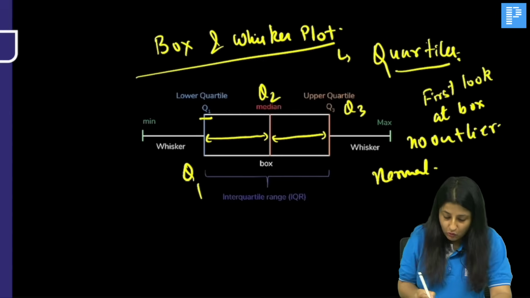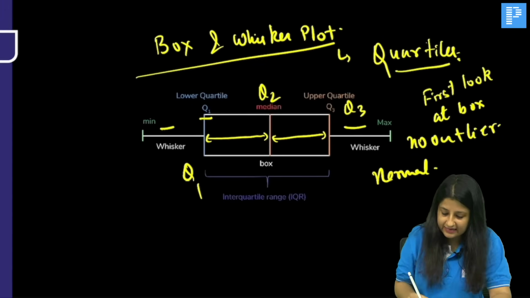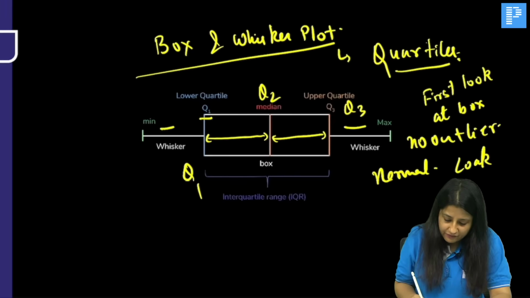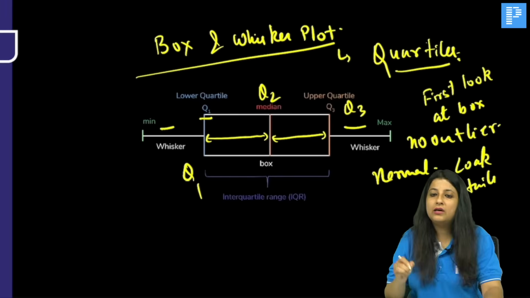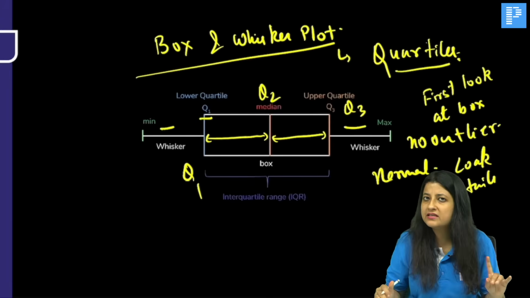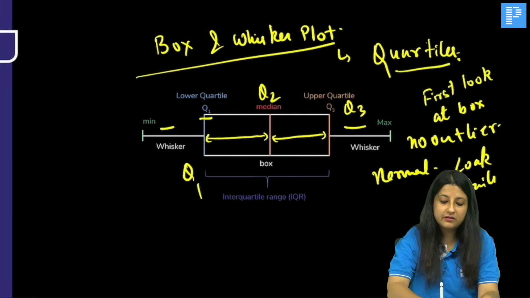After the box, you also have to look at the tails, guys. Look at tails. If the tails are also equal on either side, it is normal. Did you understand what I just said? Let me repeat it for you once again.